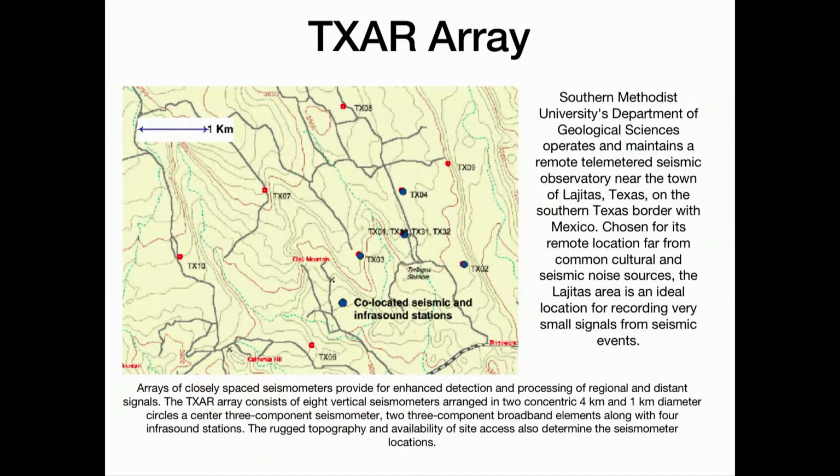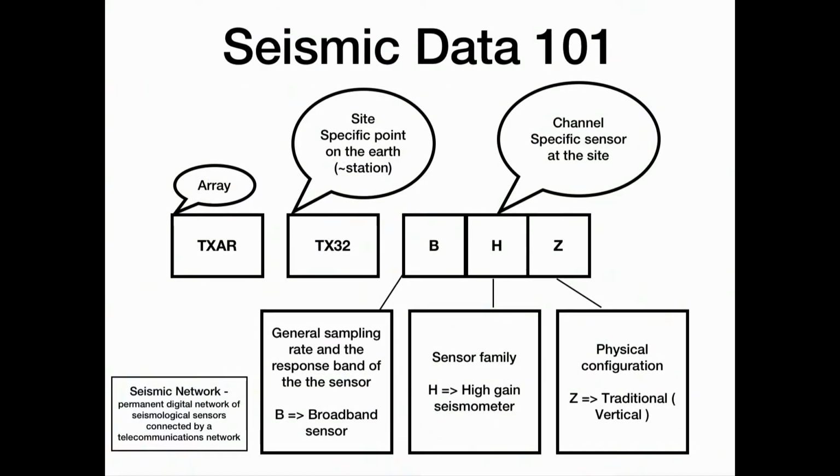But essentially what we have here is seismometers buried in a geographical dispersement, and the data is retrieved at a data center. Getting into the data itself, I mentioned that was the TXAR array, and that's the naming convention for the entire collection. And then TX32, the one that I pointed out on the map, is just a specific location there, or station. I say station, sometimes site.